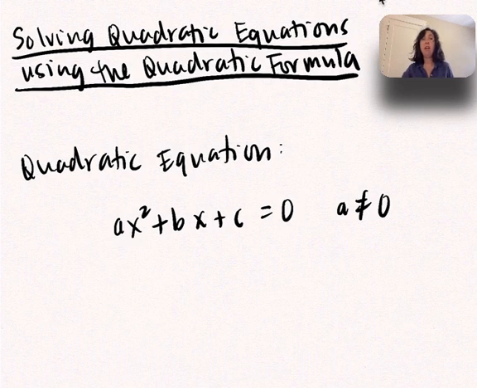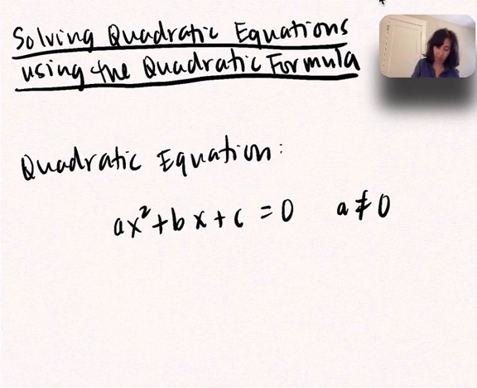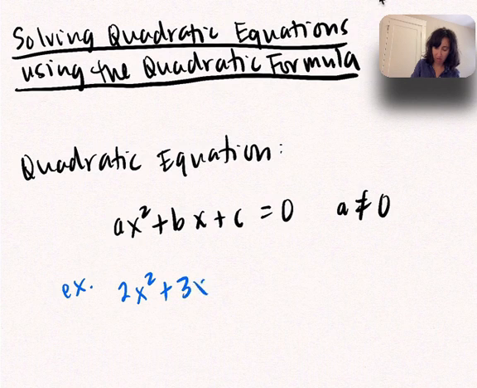In this video, we'll talk about how to solve quadratic equations using the quadratic formula. So remember, a quadratic equation is one of this type, where a, b, and c are constants. So here's a little example: 2x squared plus 3x minus 7 equals 0. That is a quadratic equation.